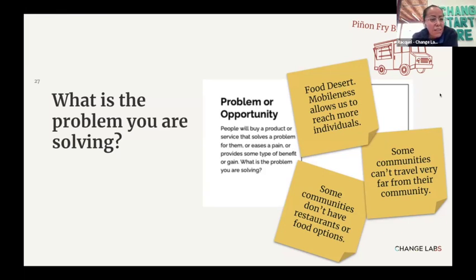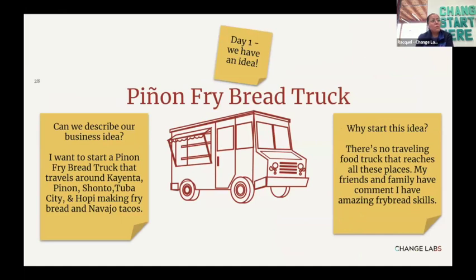And the next one. So we answered our questions for our Pinion Fiber Truck. So can we describe our business idea? We want to start a Pinion Fiber Truck that travels to Kayenta, Pinion, Shonto, Tuba City, and Hopi, making fry bread and Navajo tacos. We're going to say Navajo because Holly and I are Navajo. So we're not going to get into that discussion today.